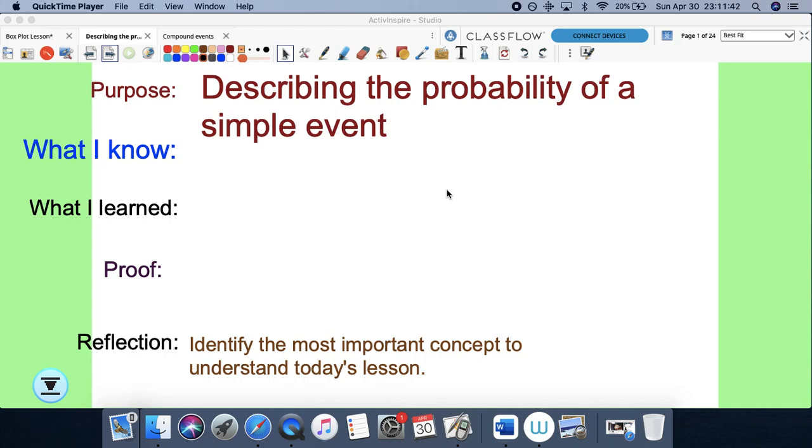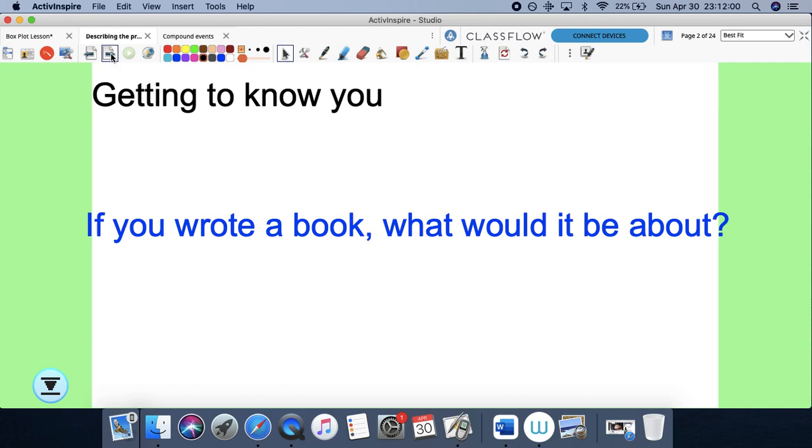It's only because it's on the test. And I want to show you a little bit of how to go about calculating the probability of a simple event, and then a compound event. Okay, this is a little bit different. So copy this, you guys can write in your notebook.